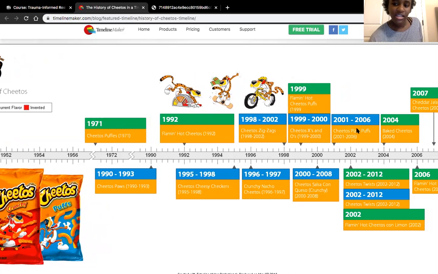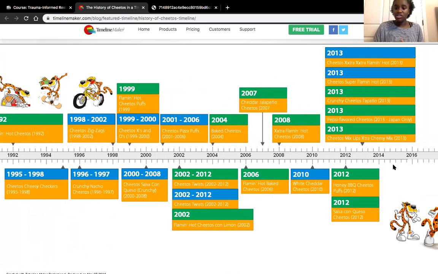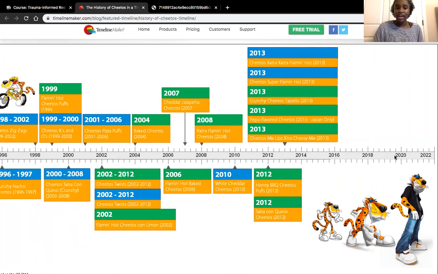So let's look at this one. What about Baked Cheetos? 2004. Which one is younger? Remember, when it's younger, it's closer to the right. So it's going to be closer to 2020, where we are now. So we have Baked Cheetos. Which one is younger, Baked Cheetos or Extra Flaming Hot Cheetos? I'll give you a second. Go ahead, pause it.